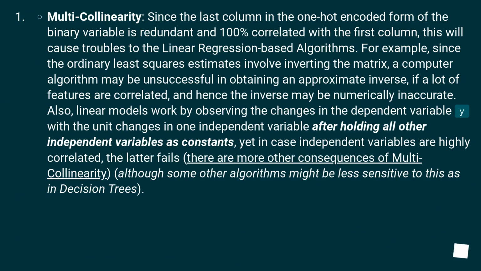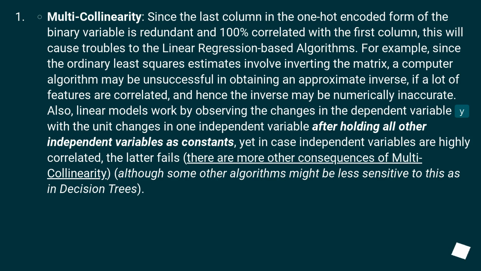Multicollinearity. Since the last column in the one-hot encoded form of the binary variable is redundant and 100% correlated with the first column, this will cause troubles to the linear regression-based algorithms. For example, since the ordinary least squares estimates involve inverting the matrix, a computer algorithm may be unsuccessful in obtaining an approximate inverse if a lot of features are correlated, and hence the inverse may be numerically inaccurate.